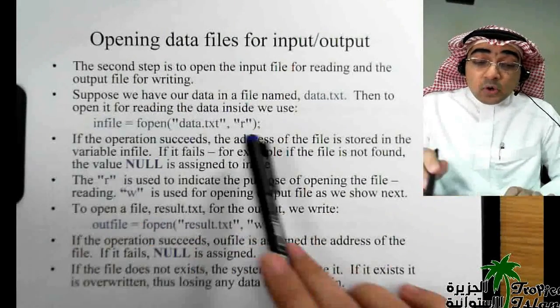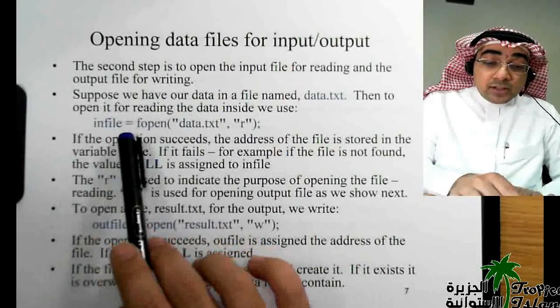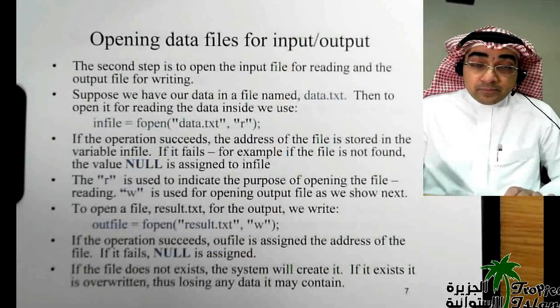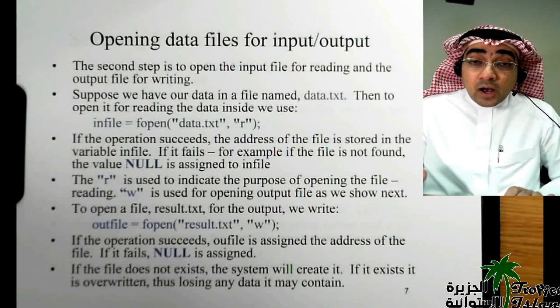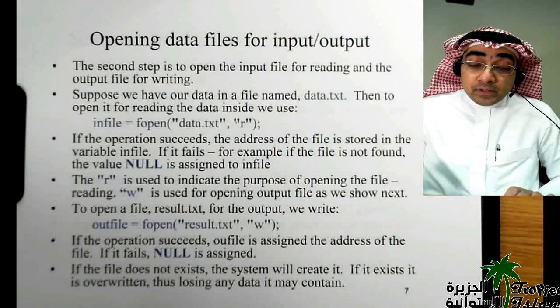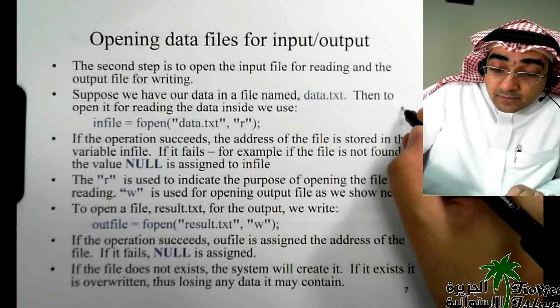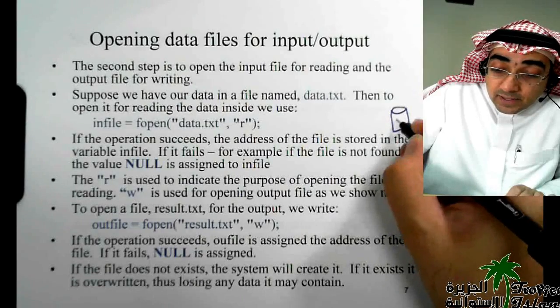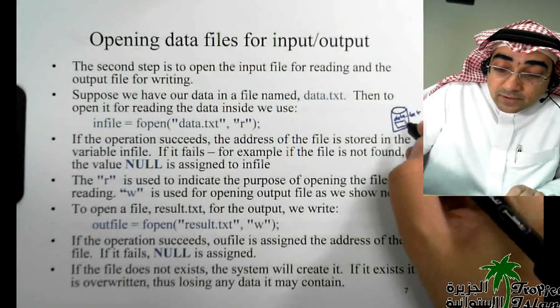It's going to attempt to open that file. If it finds that file, it's going to open it and return a valid pointer to the in file. Okay, so the in file then will point to your hard disk, and it will actually be capable of opening and reading that file. Okay, so here's how it goes. If you have a hard disk, in the hard disk you'll have data.txt. Okay, this is your file.